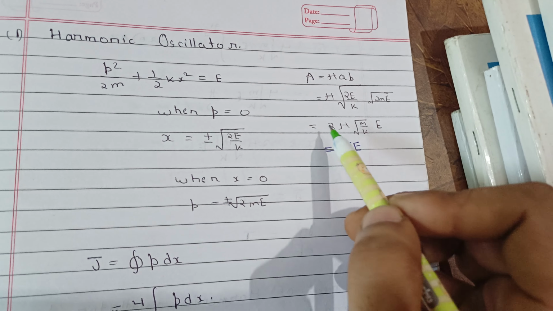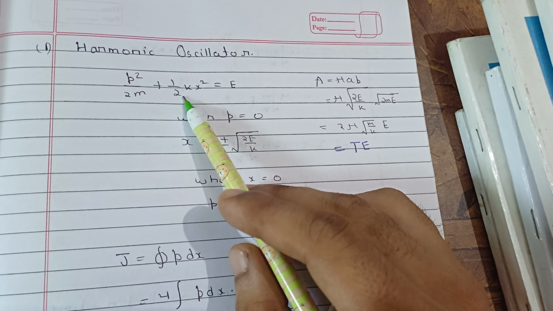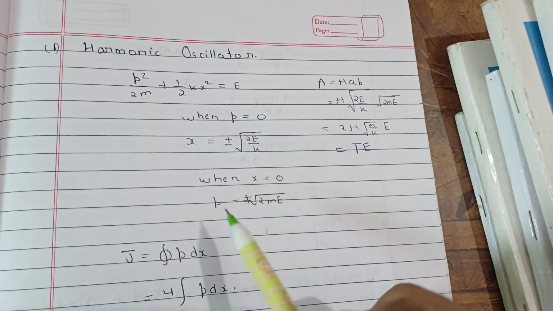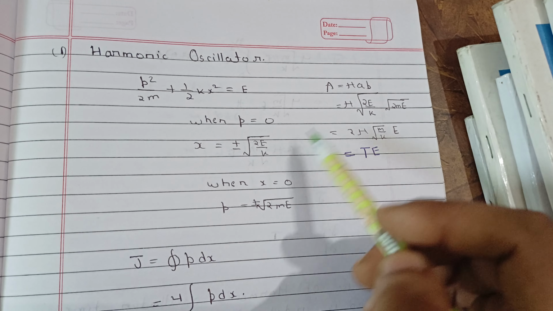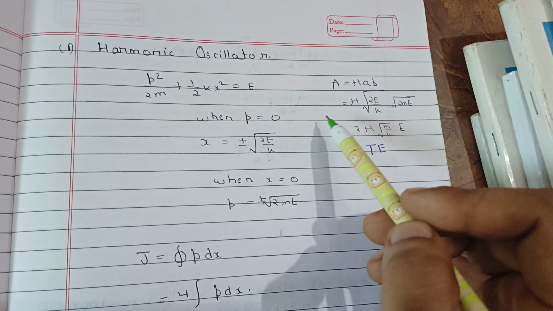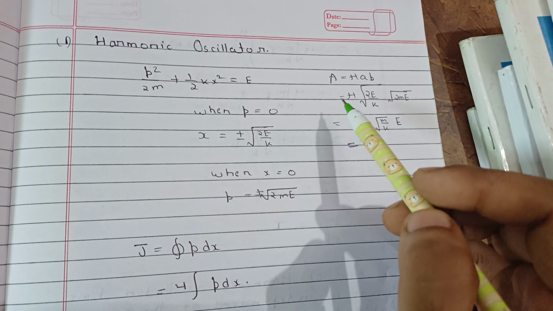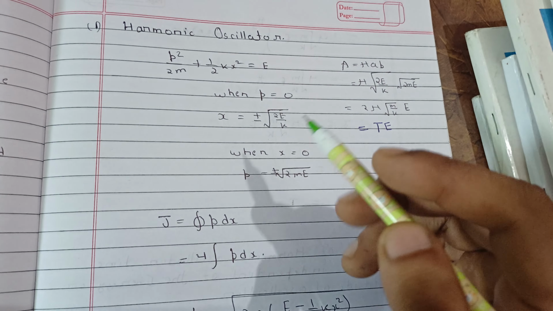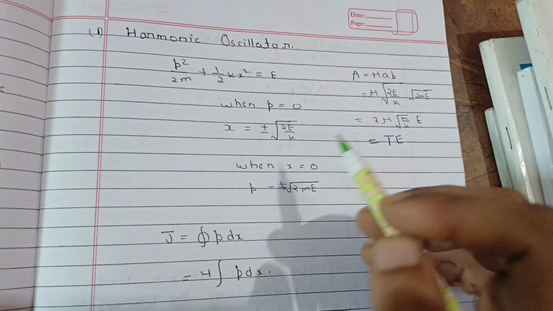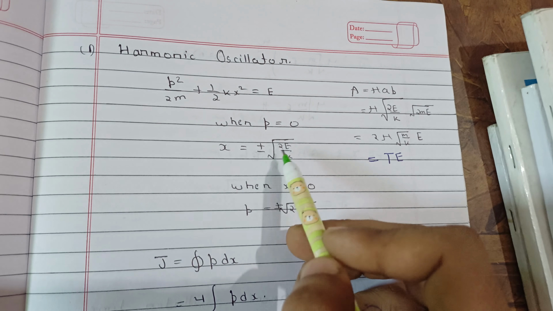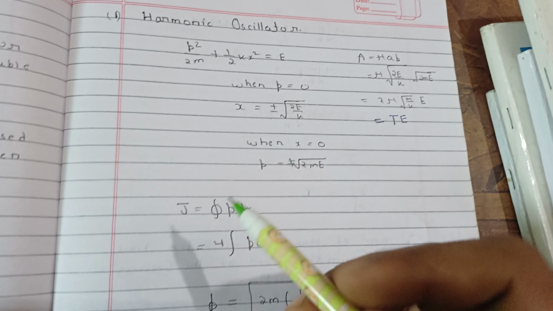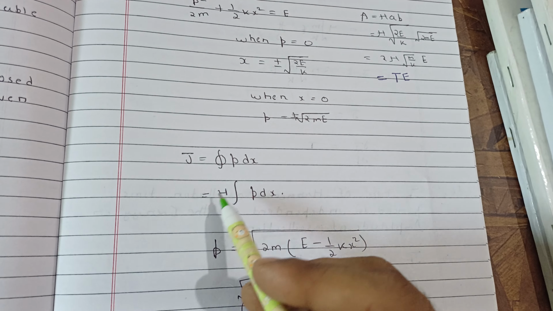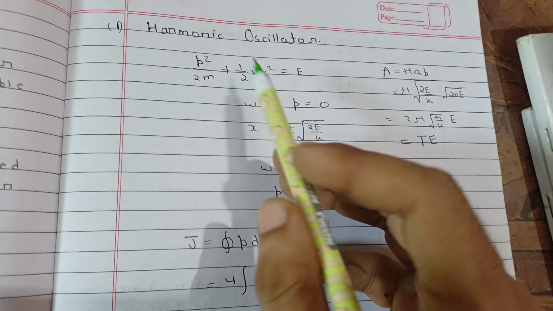Now you can find it directly, but what if the potential is not of this kind? Then how can we find the area? So first let's see if we get the same J as we got here by using the proper method of integration. When p equals 0, we know x will be this. When x equals 0, p will be this. Now J, the action angle variable, is nothing but the integral of p dx. Now find the value of p from here.